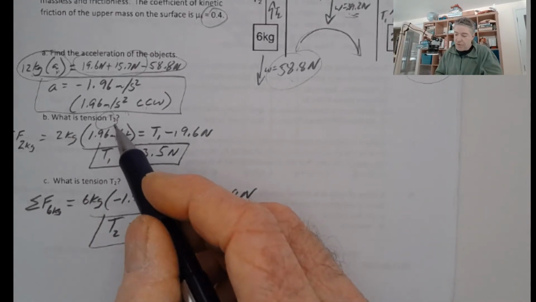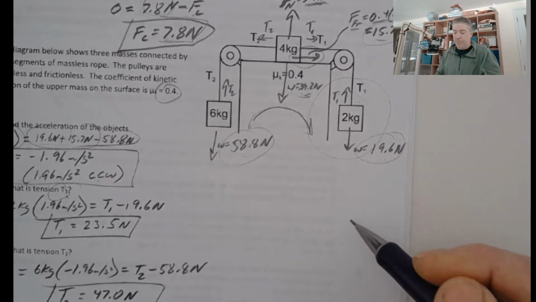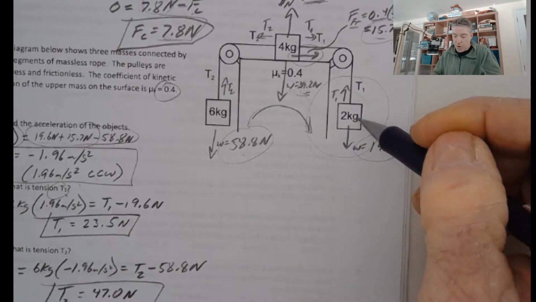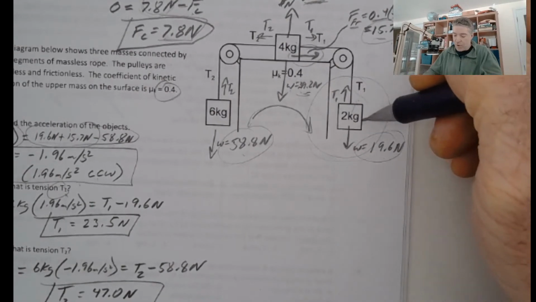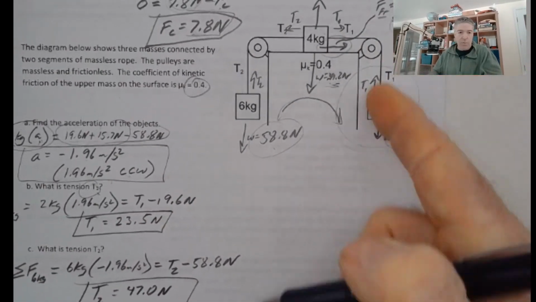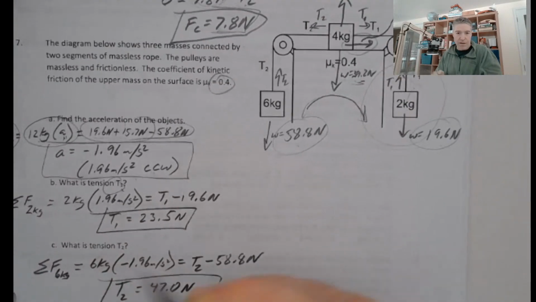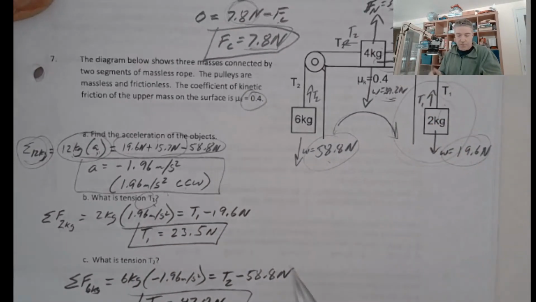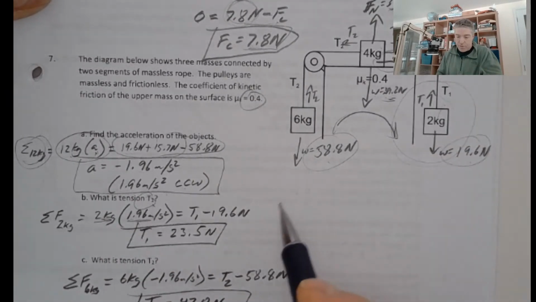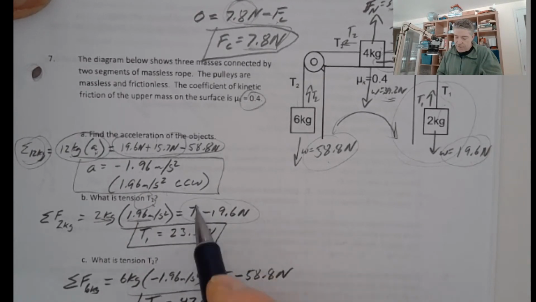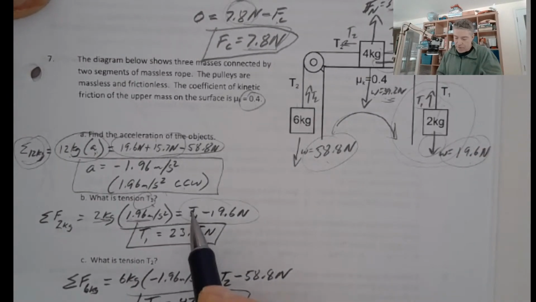To find the tension T1 over here, I'm going to isolate this little system. So now I can just focus on this block. I know the acceleration of that block because the whole thing's accelerating together. It's accelerating upward 1.96 meters per second squared. So here we go. The net force acting on this system is equal to the mass times the acceleration. Notice that's positive because this is accelerating upward. And that equals the sum of the forces in the system acting on that block, T1 minus 19.6, this minus this. Solve for T1, you get this.